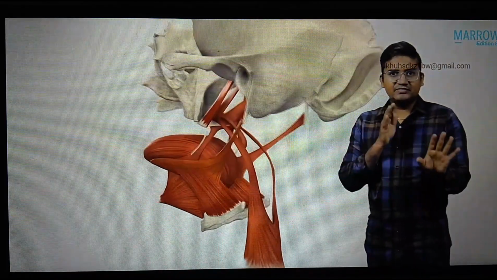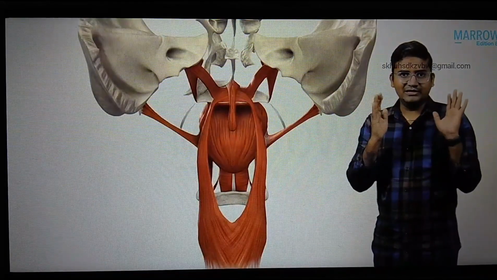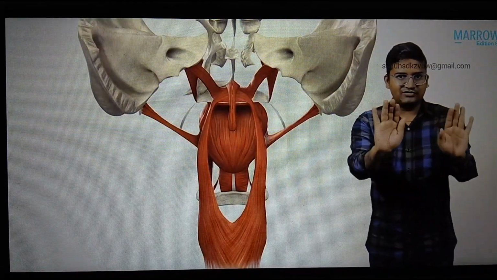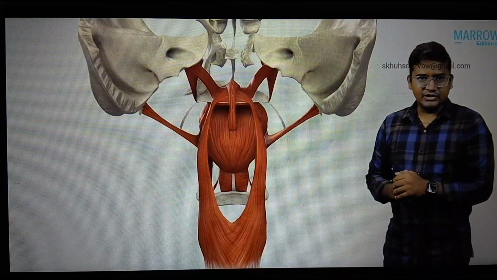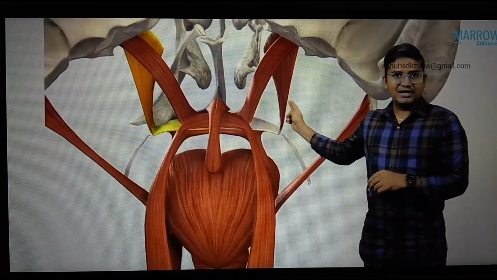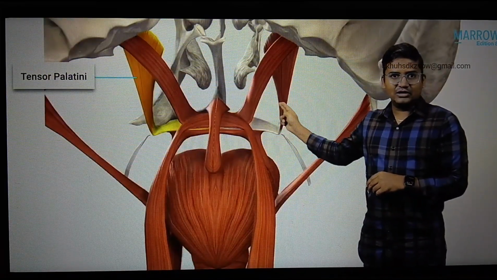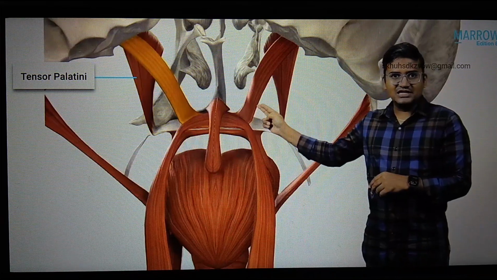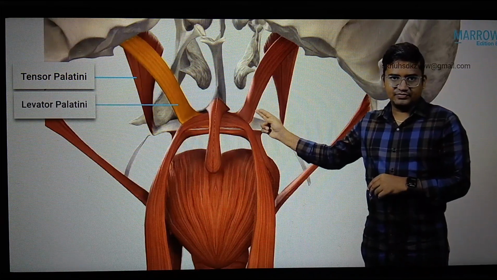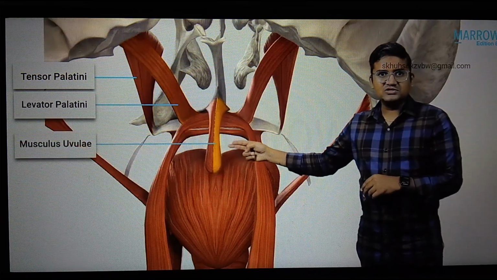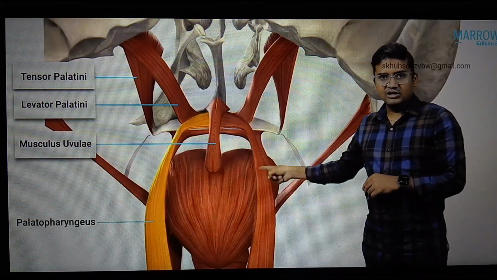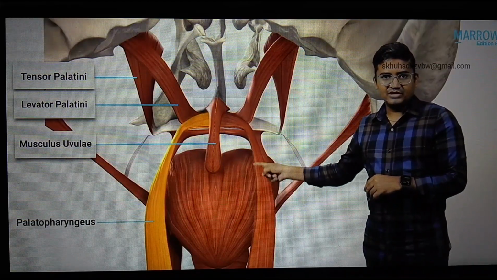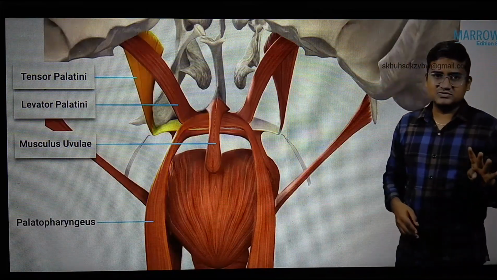Now we are seeing the skull from the back side. Here we are seeing the muscles of the palate clearly. This is the tensor palatini muscle, highlighted in yellow color. Just medial to that you are seeing the levator palatini muscle. And this is our musculus uvulae muscle. And this is the palatopharyngeus muscle, from palate to pharynx. Now these are the four palate muscles we have.